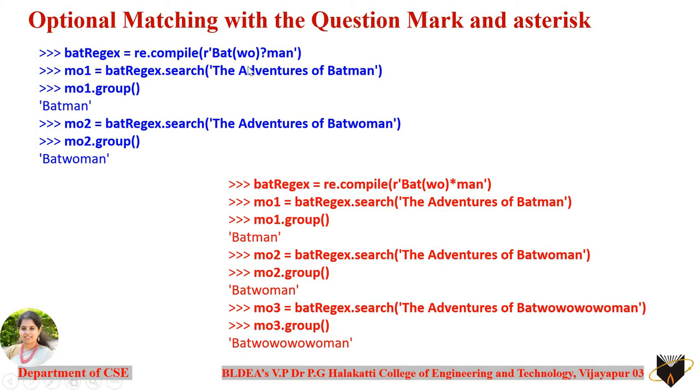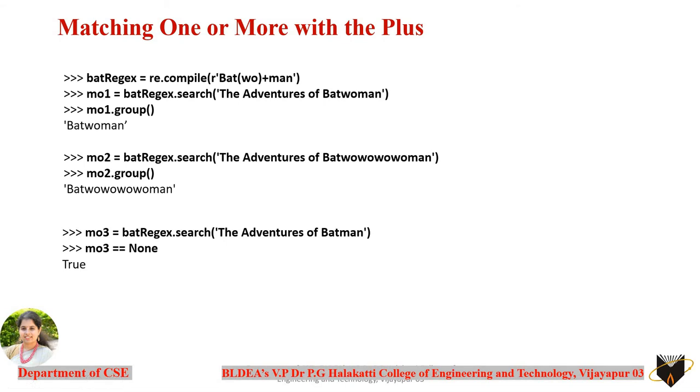In this example, WO can occur a minimum of one time, followed by any number of times. Similarly, the same happens with the star. The star defines that the pattern may occur for zero or more occurrences. Coming to the plus, it matches one or more. If you are not able to recall this, go through the previous video, where I discussed all these things with the example.